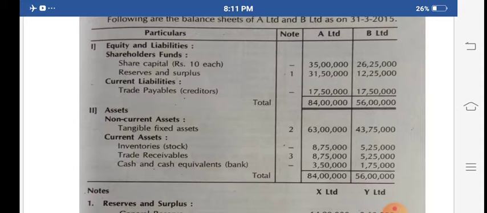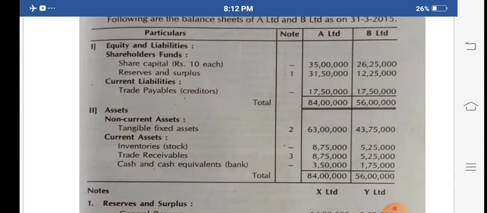We are seeing the problems. The only difference is that the first chapter is related to amalgamation in the nature of merger, and the second chapter is amalgamation in the nature of purchase. There are five conditions. If the five conditions are satisfied, then the problem is related to amalgamation in the nature of merger.